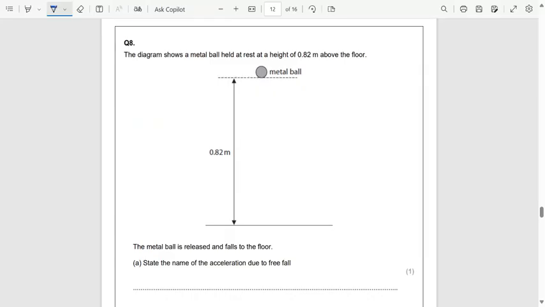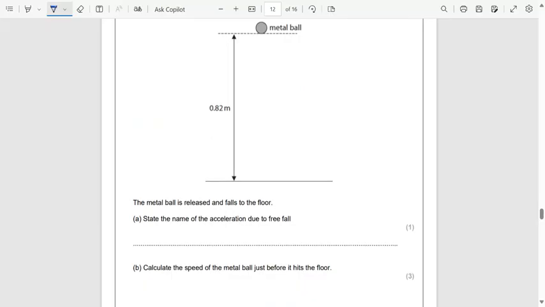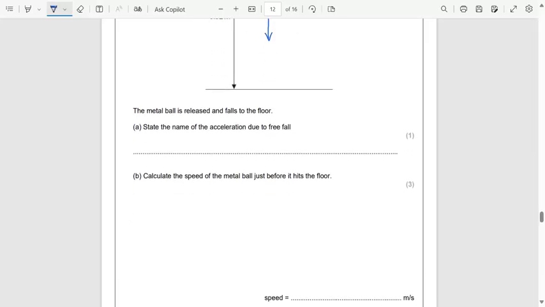Question 8, this is the final question. We have a metal ball held at rest at a height of 0.82 meters above the floor. It's released and falls to the floor. State the name of the acceleration due to free fall. Well, it accelerates due to gravity. So I'm going to write gravity. I'm going to write the proper term though, gravitational field strength.